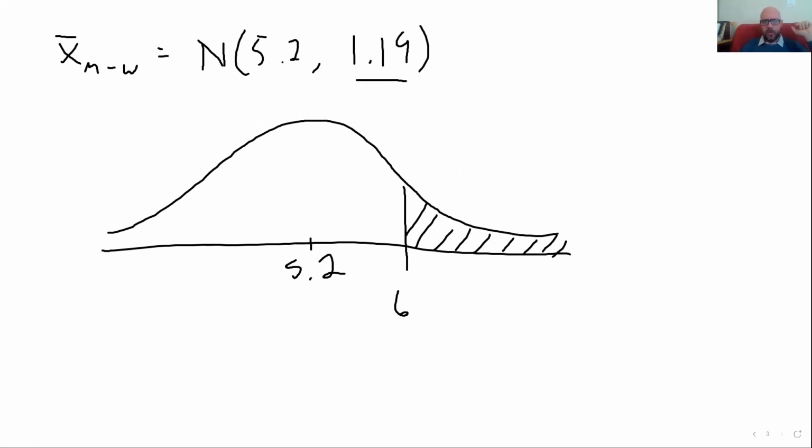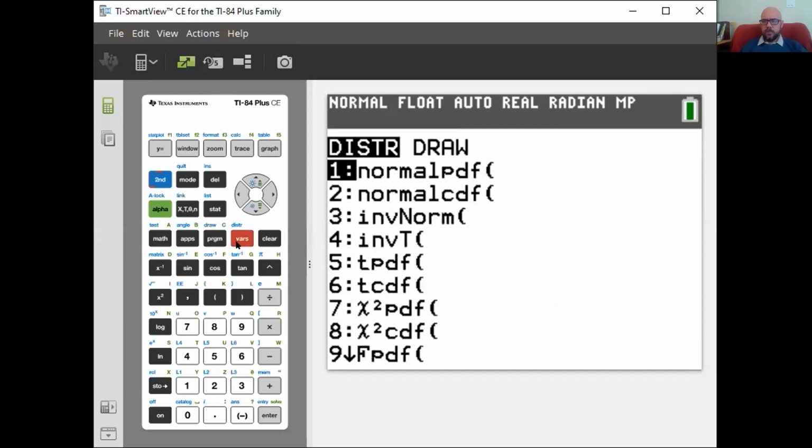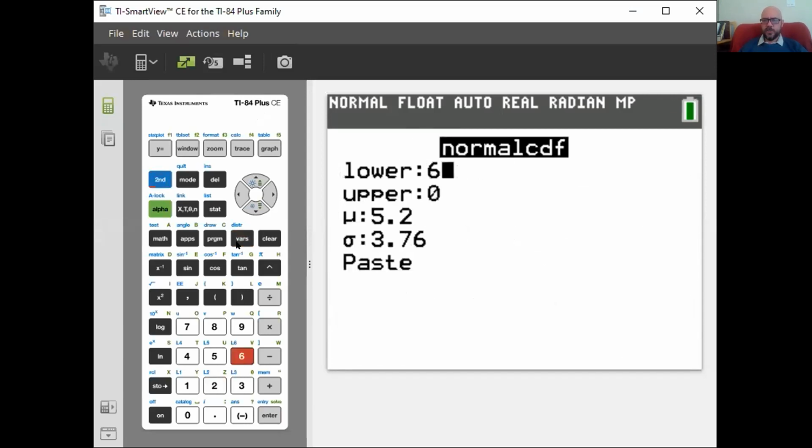So we're going to share up the calculator here, and we're going to normal CDF of, it was 6 to infinity, with a mean of 5.2 and a standard deviation of 1.19.